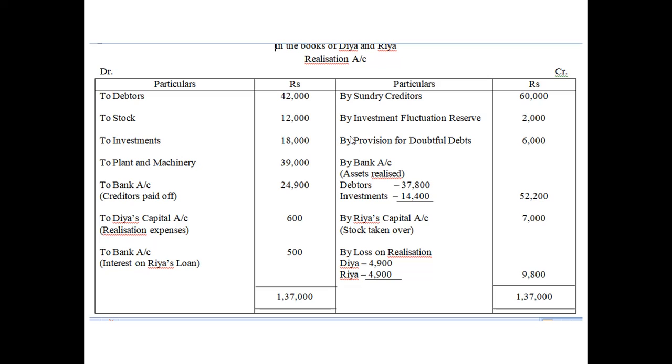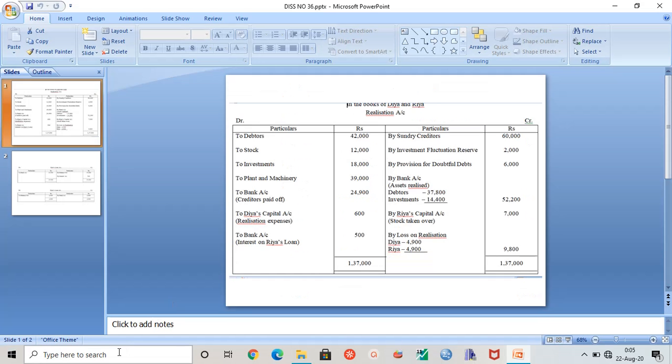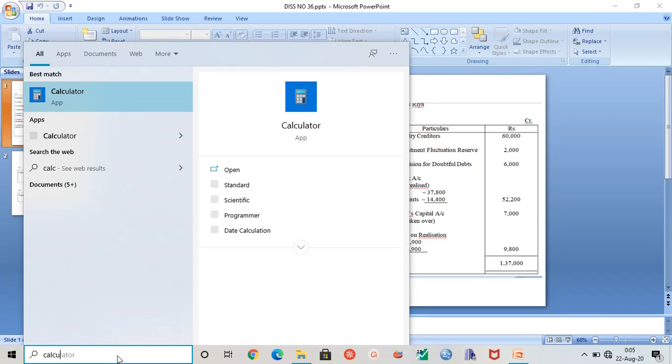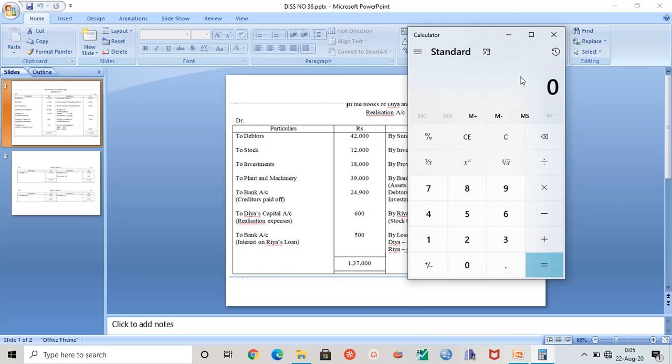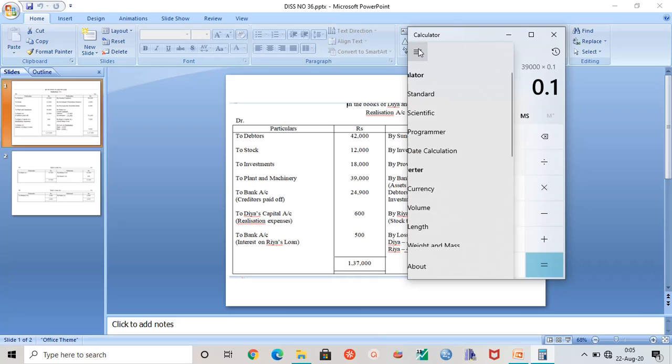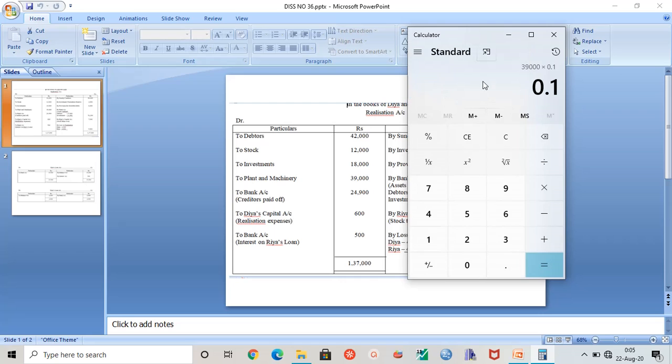So what is written here? First of all, it is mentioned that the 60,000 creditors were paid by giving them plant and machinery, at 10% less than book value. Let me show you with the calculator here. Just wait, I should have done this calculation before. Anyway, 10% of 39,000 will be 3,900.